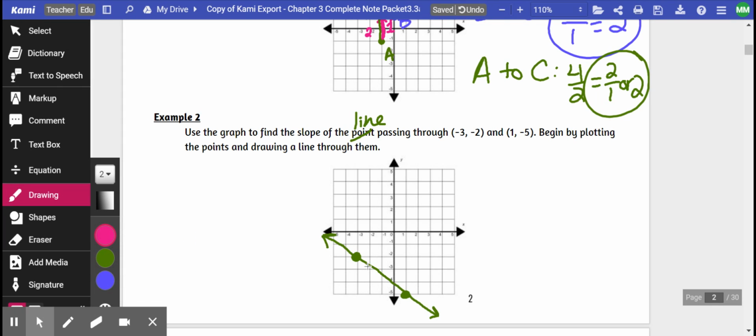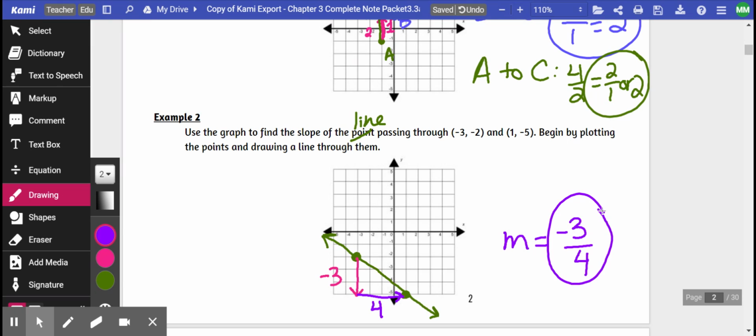We can see that the rise, or the vertical change, goes down 3, and our horizontal change is that it goes to the right 4. So our slope, which is represented by M, is -3 over 4.